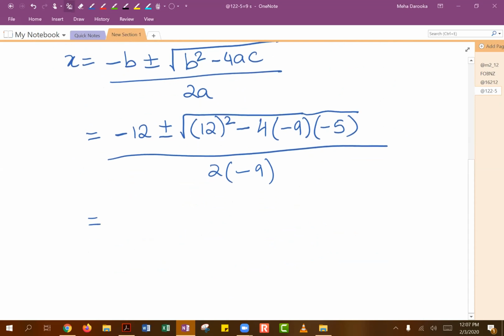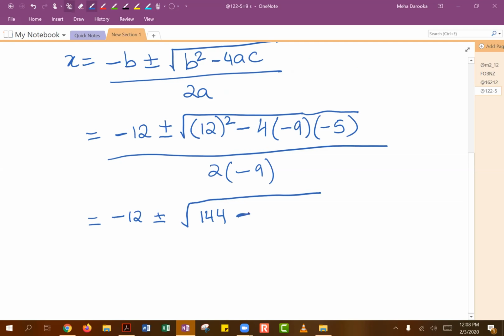So when you clean this up, what do you get? Negative 12 will stay the same, right? Because there are no other signs to clean it up. Plus or minus. What's 12 squared? Very good, 144. Now this second part, you've got to be careful. You've got three negative signs. You've got the negative from the formula, so that's the -4, the -9, and the -5. So two signs, negative times negative will become positive, but then I've got one more negative sign, so you should have a negative left behind.